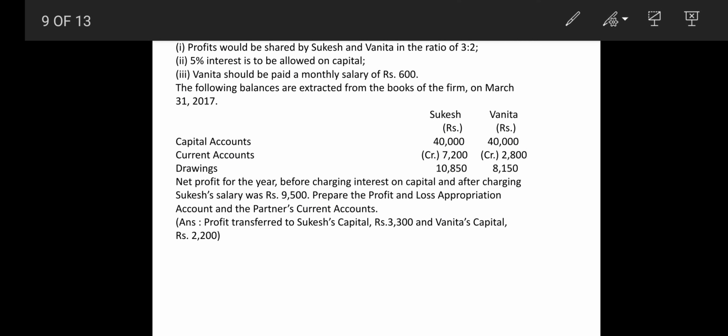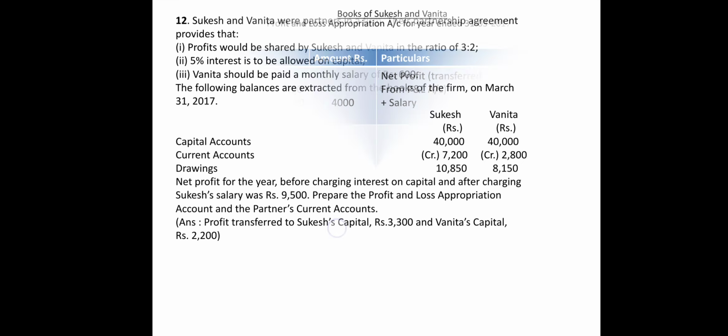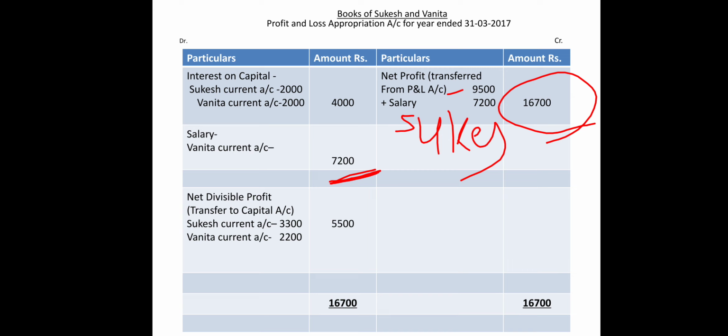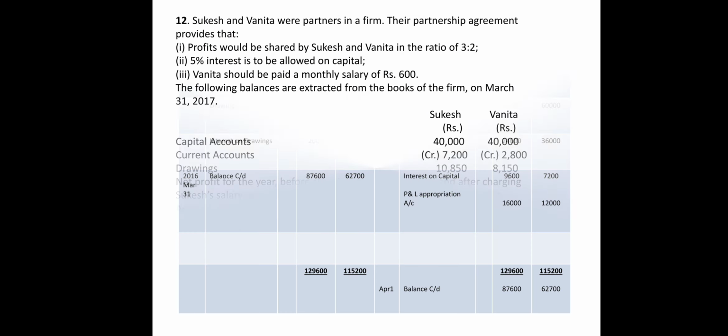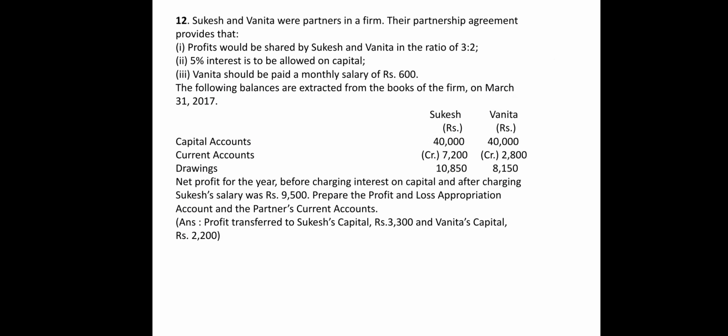So very first thing, the net profit we have to transfer, that is after charging Sukesh's salary it was 9,500, so we have to add Sukesh's salary first because it had been given with the effect of appropriation. We have to remove the appropriation effect first and then give the original profit. So very first thing, transfer of 16,700.